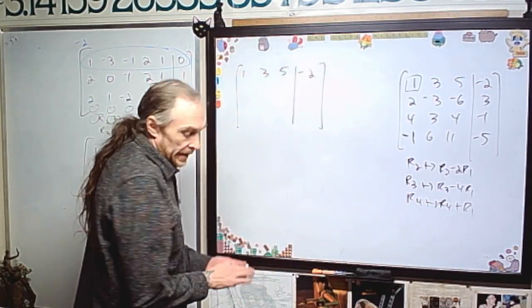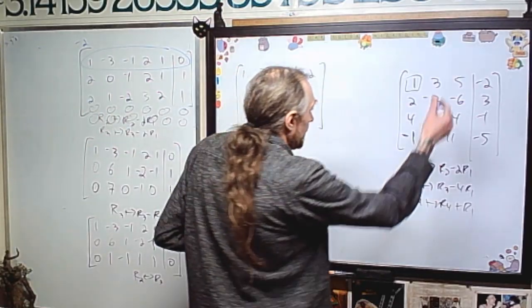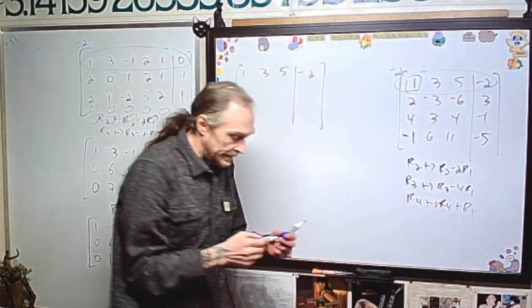Negative 2. And then you can still do this that we were doing. This is going to be multiplied by negative 2. That wasn't the 1.